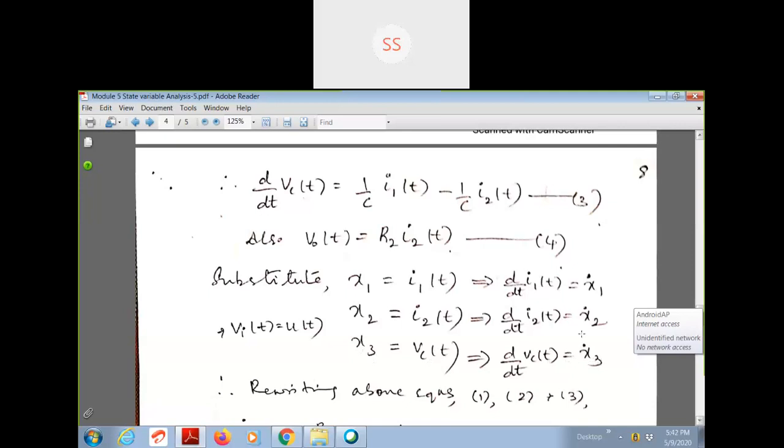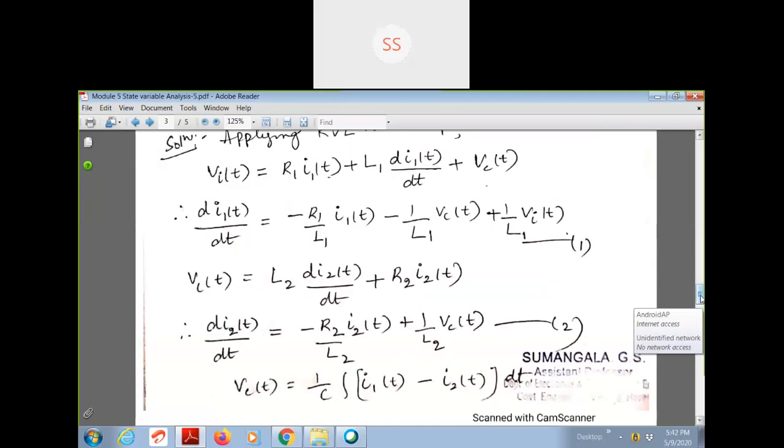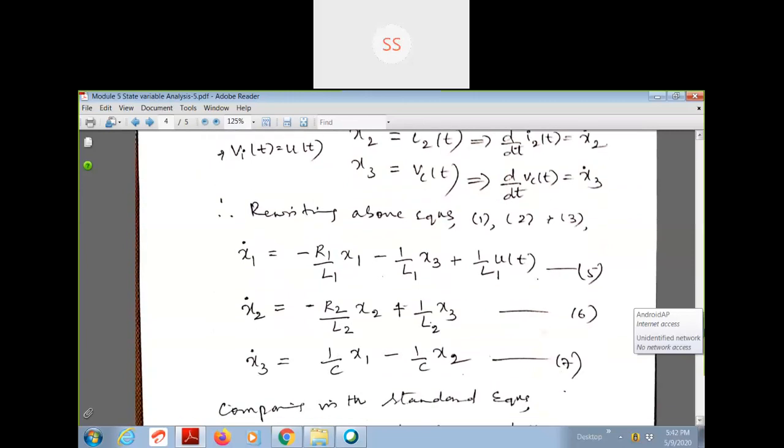After introducing these terms, now we will rewrite all the equations, that is 1, 2 and 3. Rewriting the above equations, we replace all I1, I2 as well as Vc and d by dt terms according to these notations. So x1 dot equal to minus R1 by L1 x1. Why has x1 come here? It is because in equation 1 we have minus R1 by L1 I1 of t, that's why.